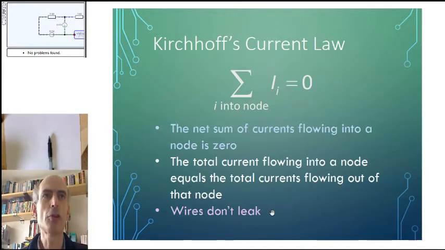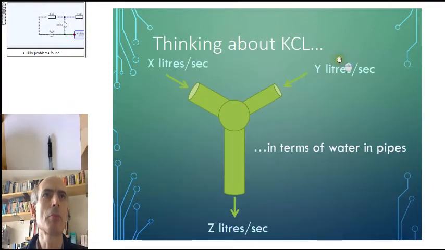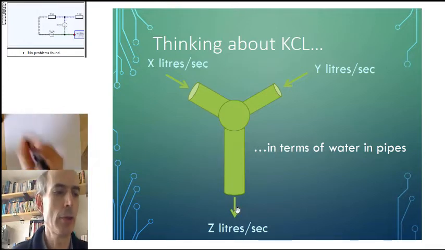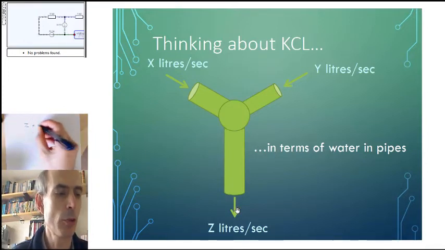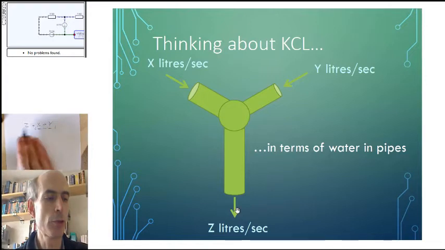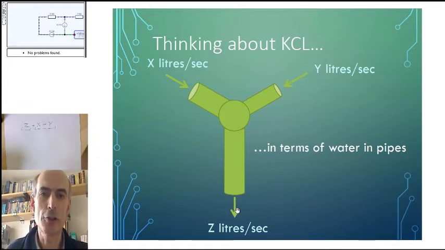Think of that in terms of a pipe diagram, something like this. We've got a junction here between three pipes. If X litres per second are flowing in this pipe, and Y litres per second are flowing into this pipe, then, if the pipes are not leaking, there must be X litres plus Y litres per second flowing out of this pipe. We could write, therefore, that Z must be equal to X plus Y. The total amount of fluid flowing in is equal to the total amount of fluid flowing out in 1 second. And that's all that Kirchhoff's current law says.